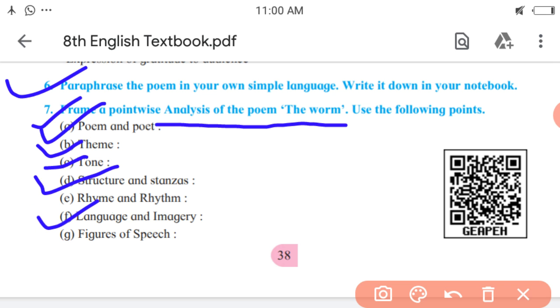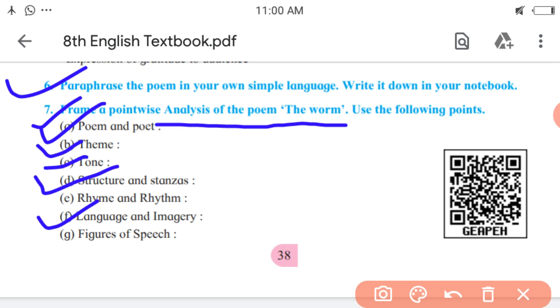Next, language and imagery. What is the language of the poem? How is it? Is it simple, or did you find any difficulty? As we have seen, some old outdated words are used in the poem. So you can say archaic language is used in the poem. And imagery: is it something realistic or just imaginary, that you have to write. Nothing is imaginary in this poem, so just write about the language of the poem.